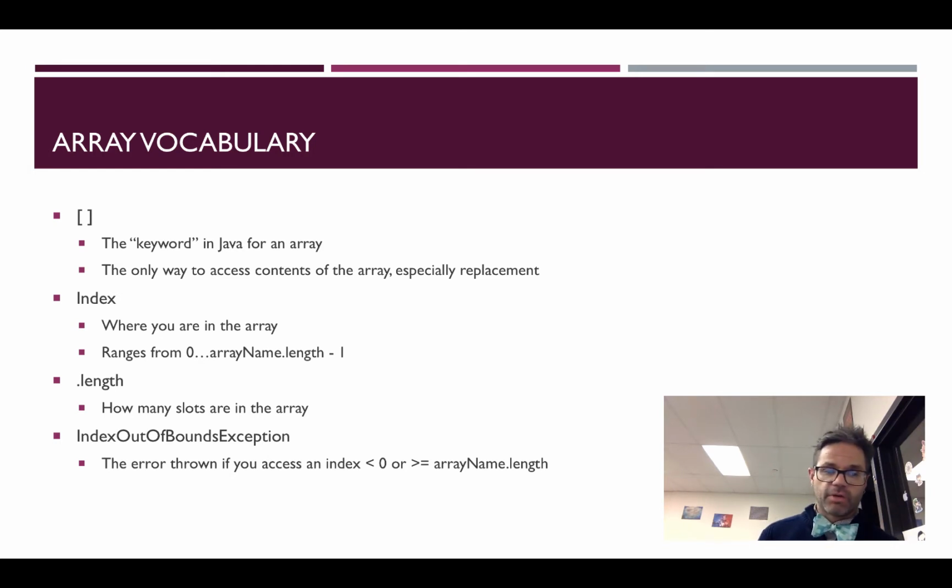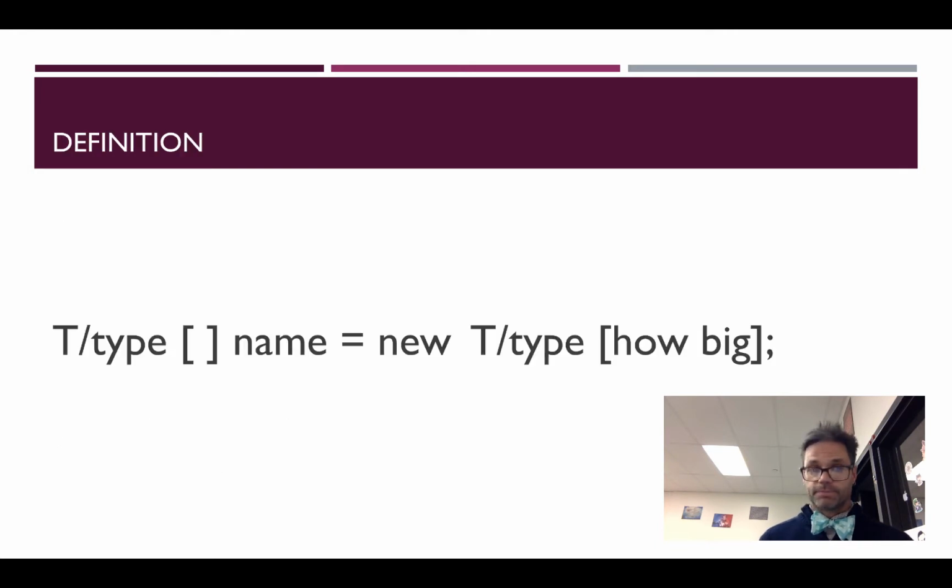And finally, we have the array index out of bounds exception. This is the error that we throw if I somehow manage to go outside of the bounds of my array, aka a negative value, index less than 0, or if I go greater than or equal to arrayname.length, because again, if I have 5 spots, the last spot in there is spot 4. So we want to keep that in mind when we're talking about the vocabulary that goes along with that. We don't want to throw an index out of bounds exception.